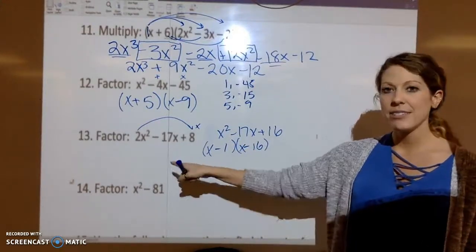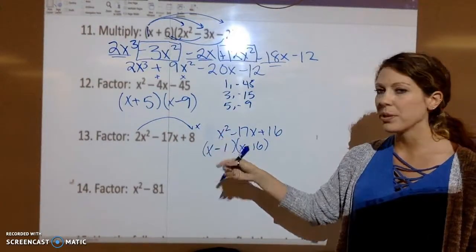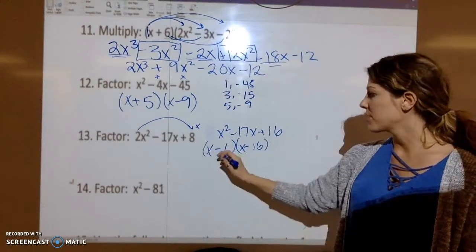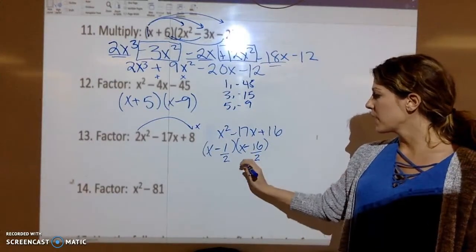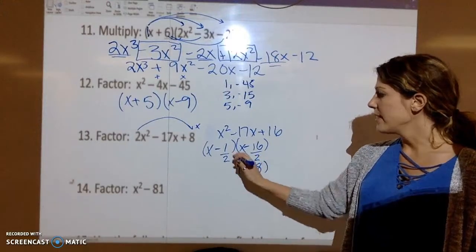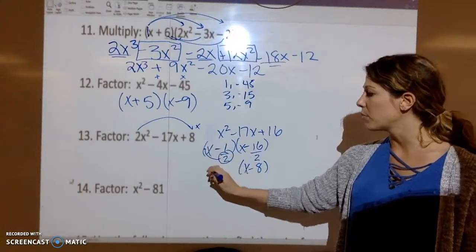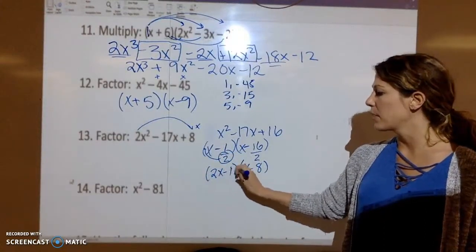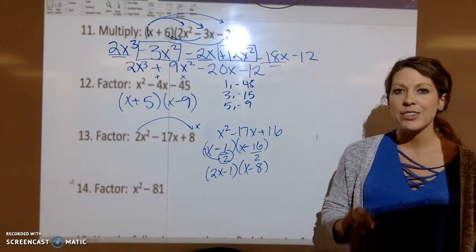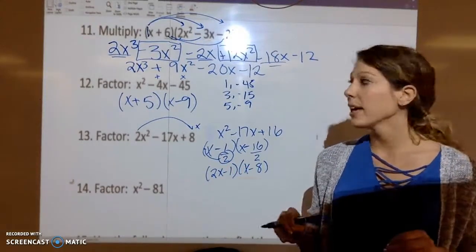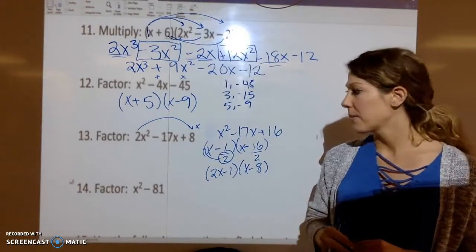But we can't forget to divide by what we slide by. So we slid the 2 to the back and multiplied. Now we have to undo that multiplication by dividing by 2. So this becomes x minus 8. And this one, 1/2 does not reduce, so we take that 2 and we move it up front. It's called bottoms up. So we have 2x minus 1 and x minus 8. And again, you can check your work by FOILing that back out or multiplying like we did in 10 and 11, and you should get what you started with.